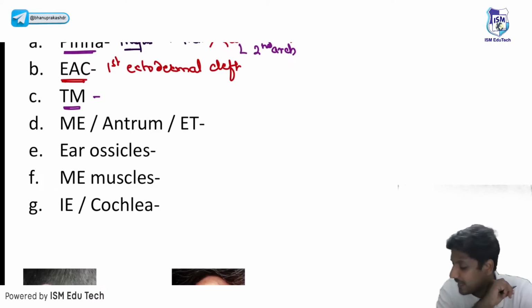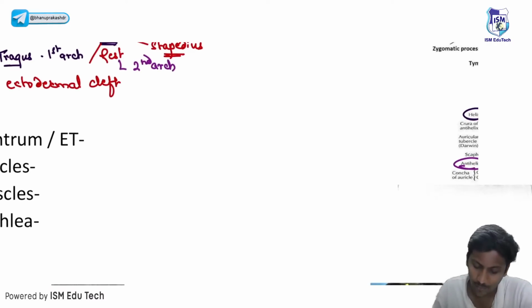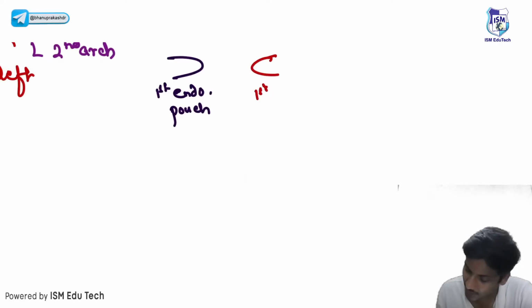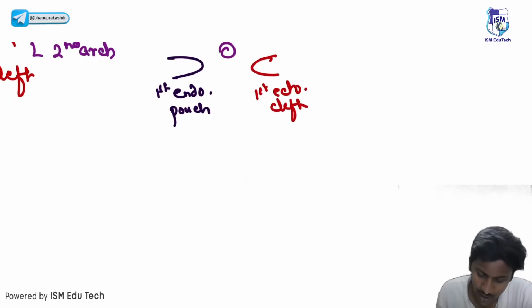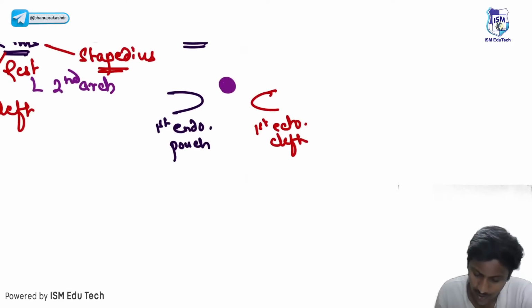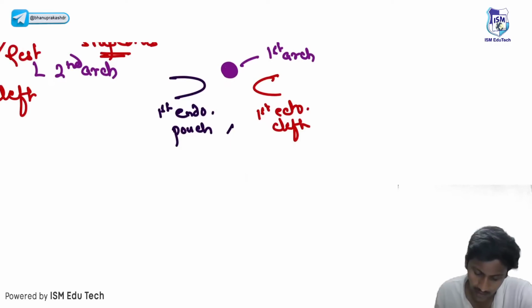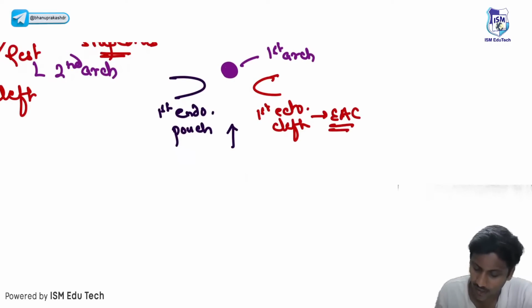Next is the tympanic membrane. Please tell me from which germ layer the tympanic membrane develops. Now remember, this is the first endodermal pouch. This is the first ectodermal cleft. And here we have the mesodermal arch, the first mesodermal or first pharyngeal arch. As you can see, the first ectodermal cleft will develop into the external auditory canal.